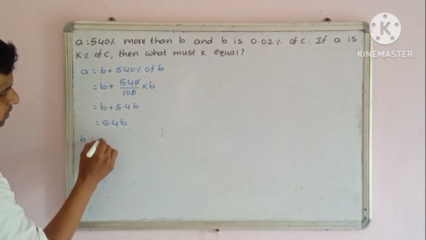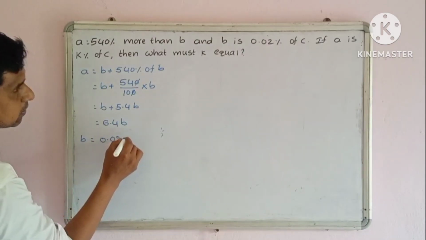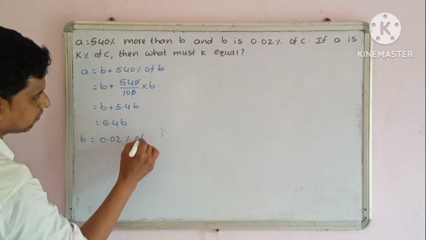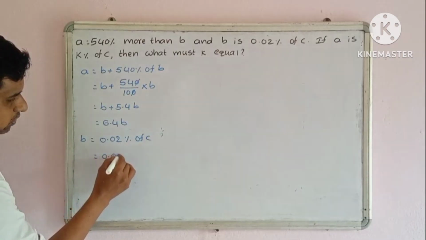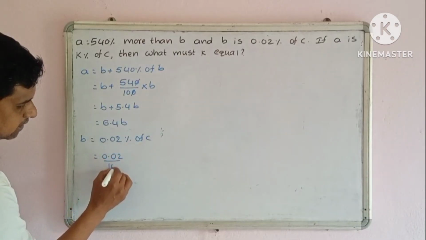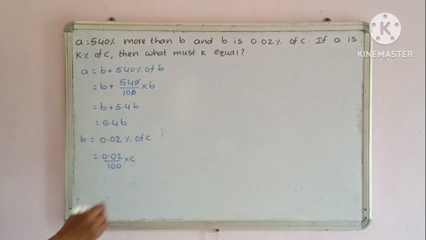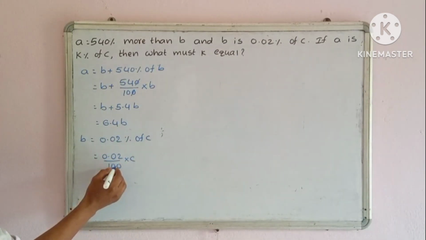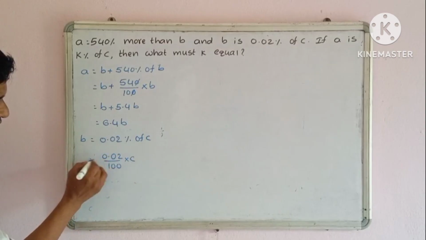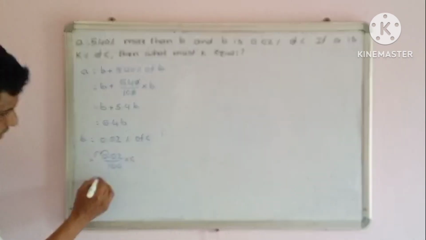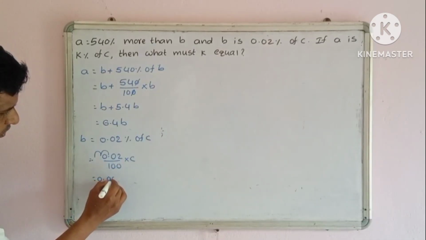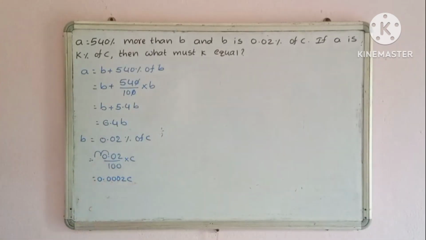B equals 0.02% of C. So 0.02% means 0.02 by 100 of C. The denominator has 2 zeros, so the decimal moves to the left side 2 places. So 0.0002 C. Okay. Next, this is B.